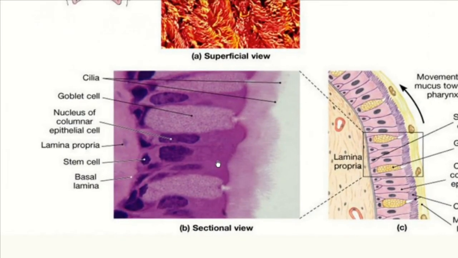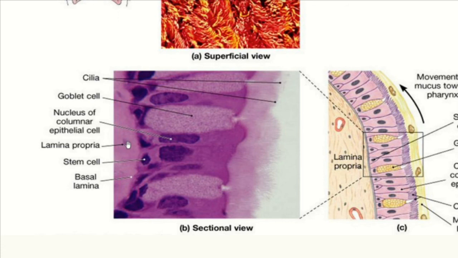So here, this is your cilia. It is a feathery edge. Your goblet cells are responsible for the production of your mucus. The nucleus of the columnar cells, the cells that line your respiratory mucosa, are your columnar epithelial cells. Your lamina propria is the structure beneath your basal lamina and is responsible for supplying nutrients to maintain cell viability in your respiratory mucosa.